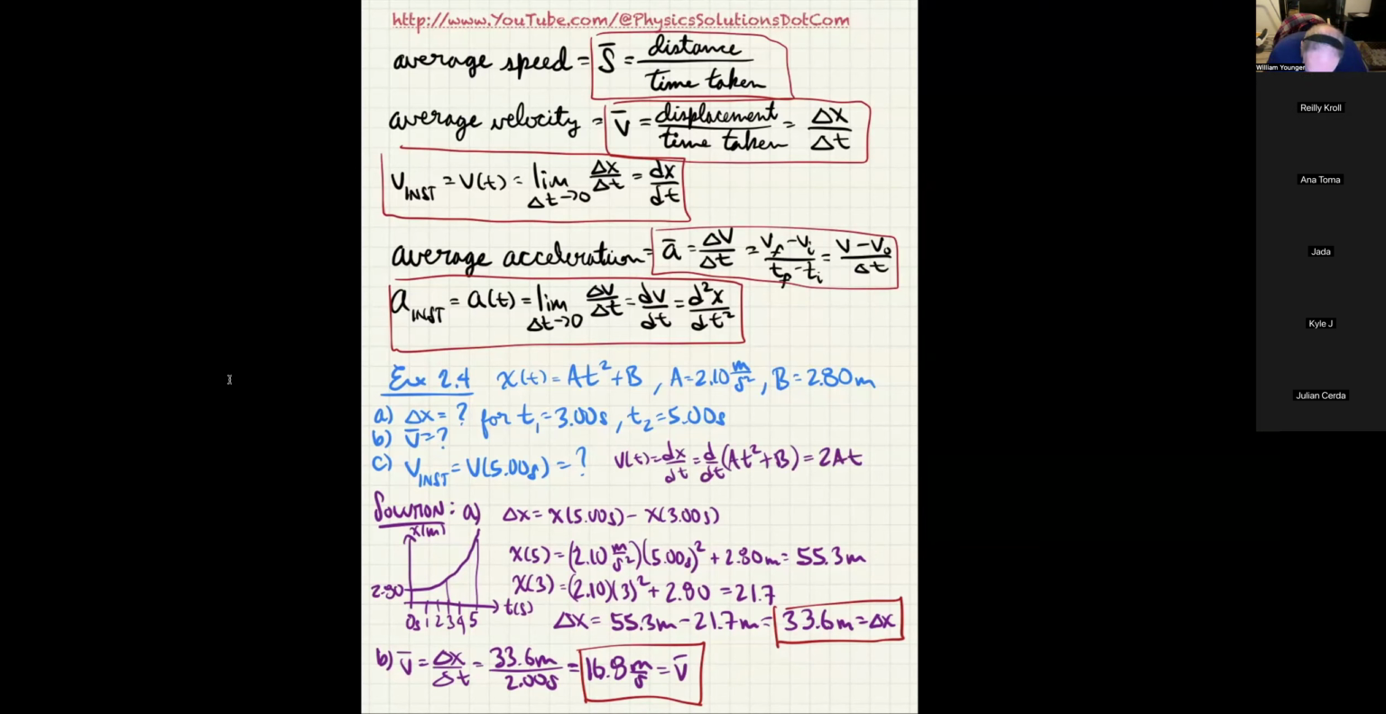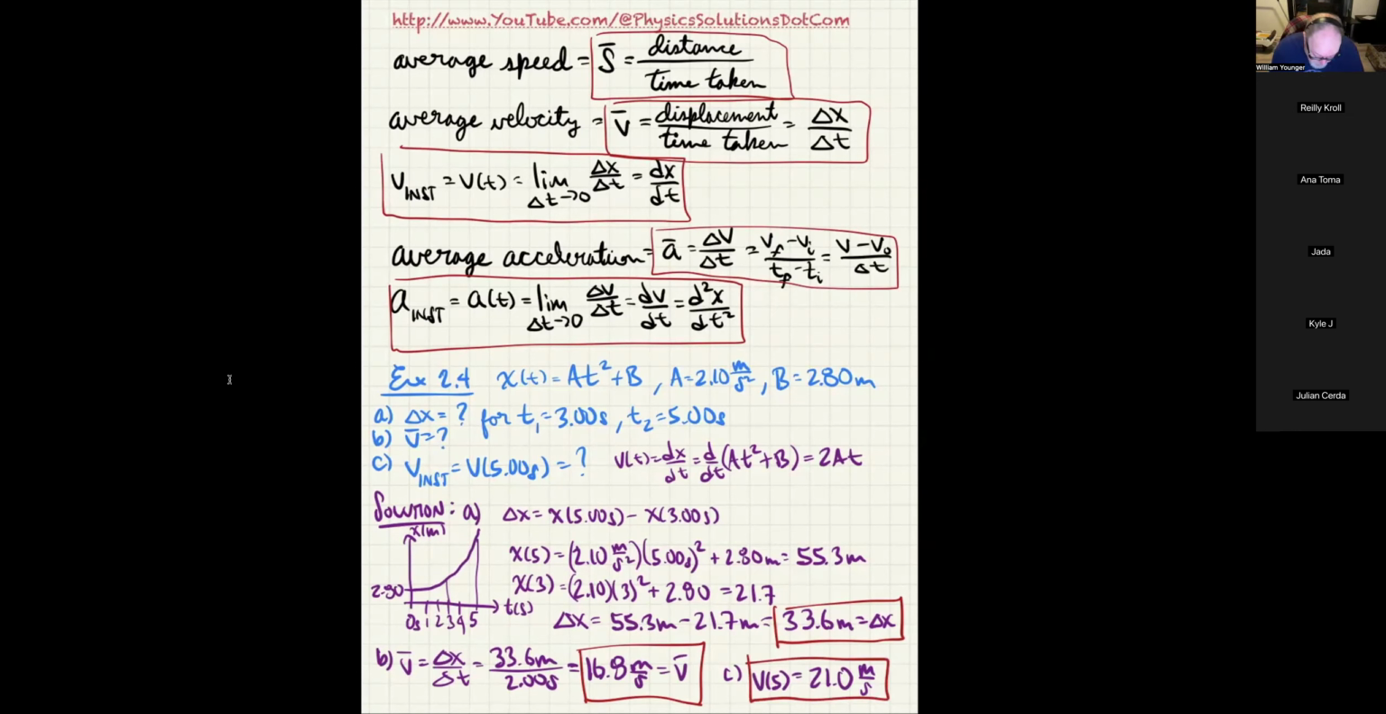So for part C, v of 5 is equal to the instantaneous velocity. So it's going to be 2 times 2.10 times 5, and that gives me 21.0 meters per second is the instantaneous velocity at 5 seconds.